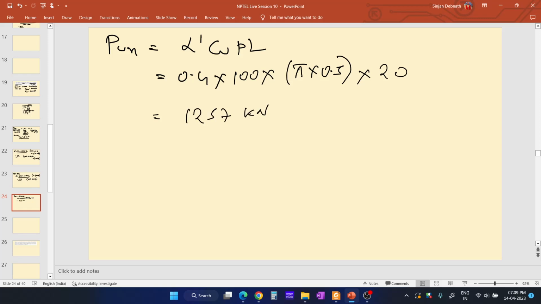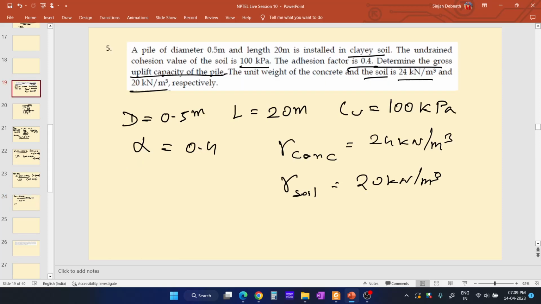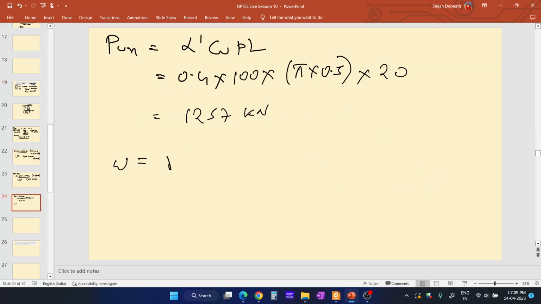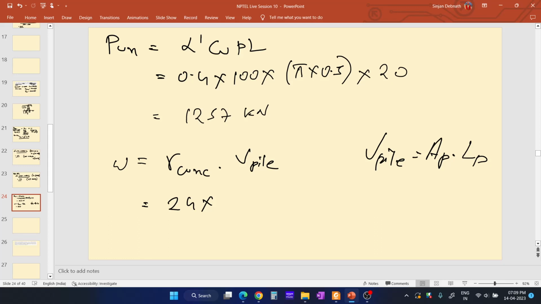Now, what is the weight of the pile? We need to multiply the unit weight of concrete with the volume of the pile. So unit weight of concrete is how much? It is 24 kilonewton per meter cube. And what is the volume of the pile? The volume of the pile is area of the pile into length of the pile. So what is the area of the pile? Pi by 4 into d square, that is pi by 4 into diameter of the pile squared.